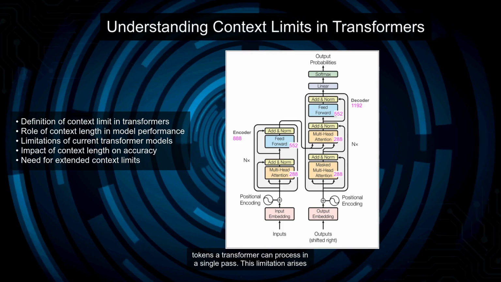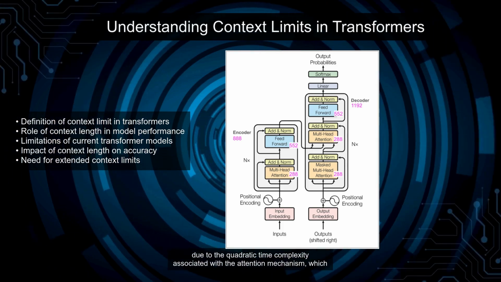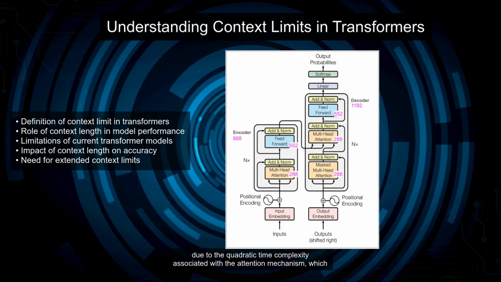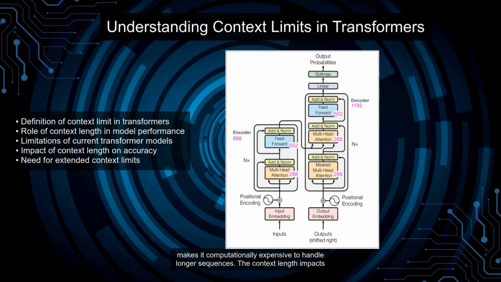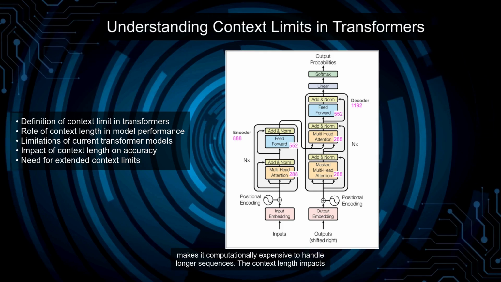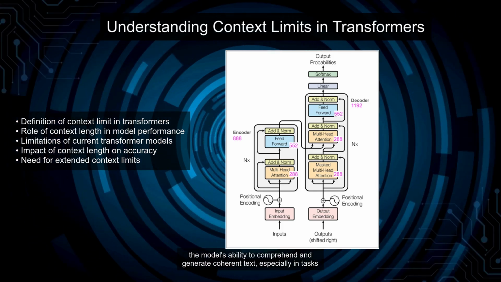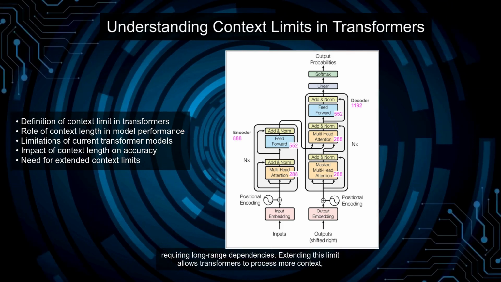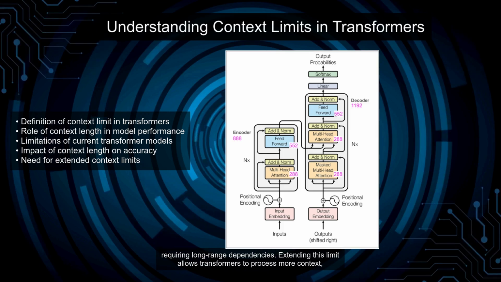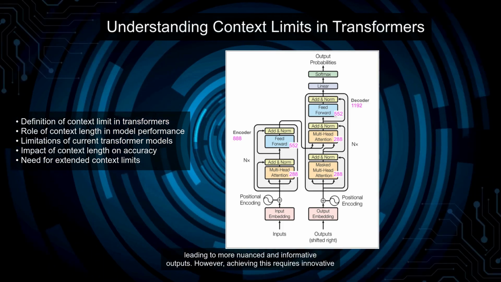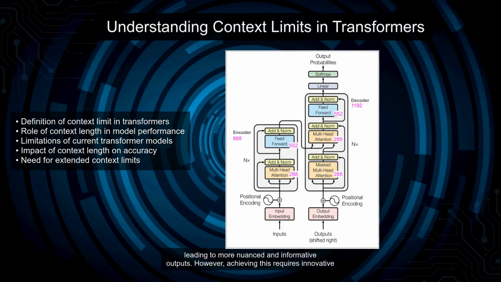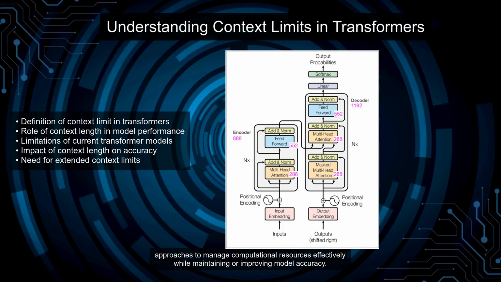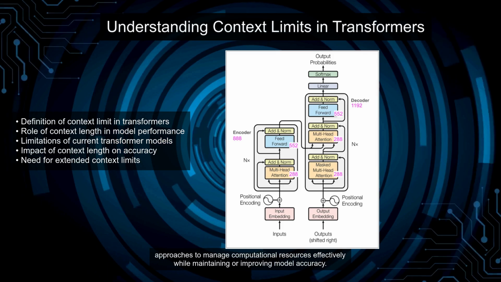This limitation arises due to the quadratic time complexity associated with the attention mechanism, which makes it computationally expensive to handle longer sequences. The context length impacts the model's ability to comprehend and generate coherent text, especially in tasks requiring long-range dependencies. Extending this limit allows transformers to process more context, leading to more nuanced and informative outputs. However, achieving this requires innovative approaches to manage computational resources effectively while maintaining or improving model accuracy.